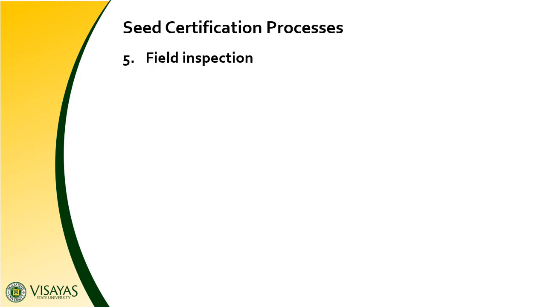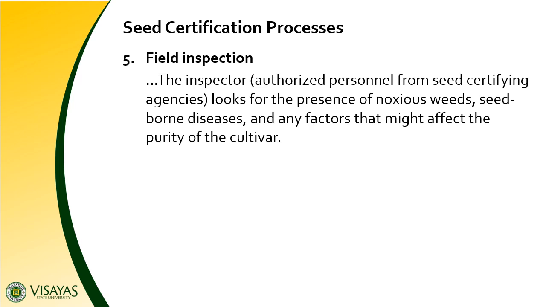So here, the fifth process, you have here the field inspection. The inspector, an authorized personnel from the seed certifying agency, looks for the presence of noxious weeds in the field, seed-borne disease, and any factor that might affect the purity of the cultivar.